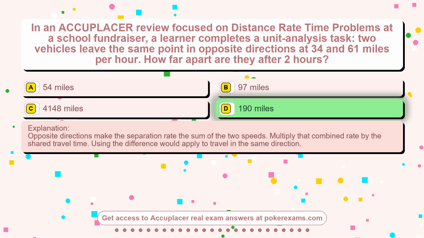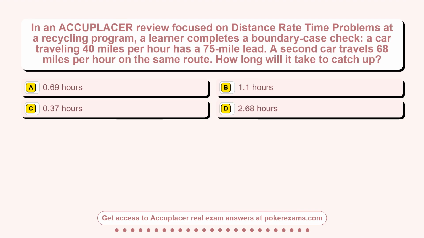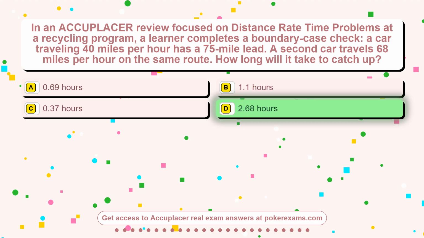Question 14. A civics example states that a judge remains in office during good behavior rather than facing regular elections. Which judicial principle applies? Option A, legislative supremacy. Option B, judicial independence. Option C, executive immunity. Option D, direct democracy. The correct answer is option D, 2.68 hours.